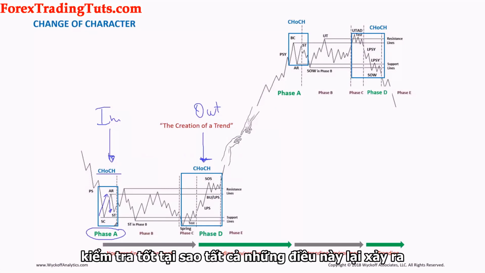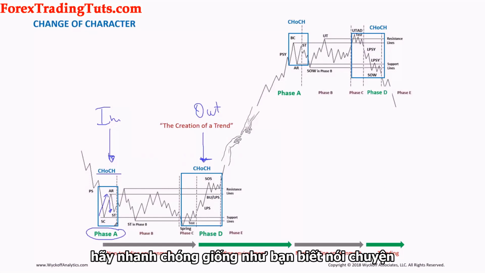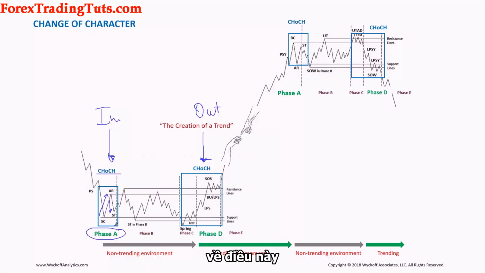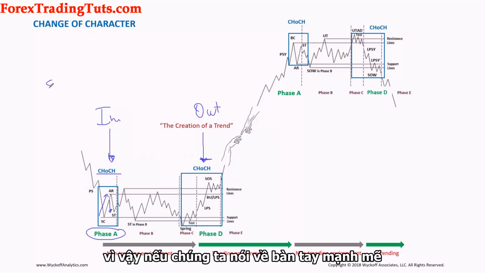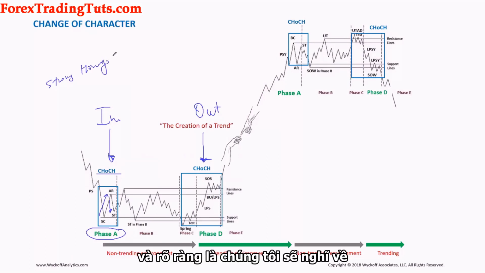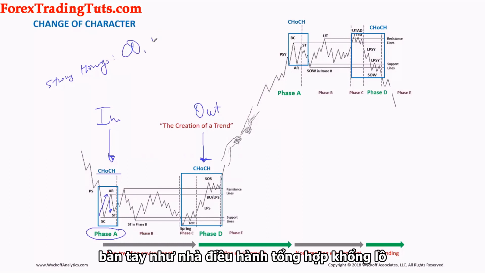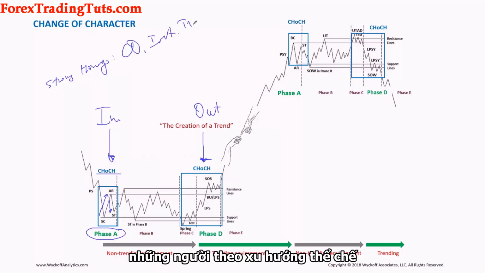Well, why is all of this happening? Let's quickly talk about this. The first assumption that we have of why the change of character is happening is that the behavior of market participants has changed. So if we talk about strong hands, we obviously would be thinking about hands like the composite operator, huge institutional trend followers, big money contrarian type of traders.